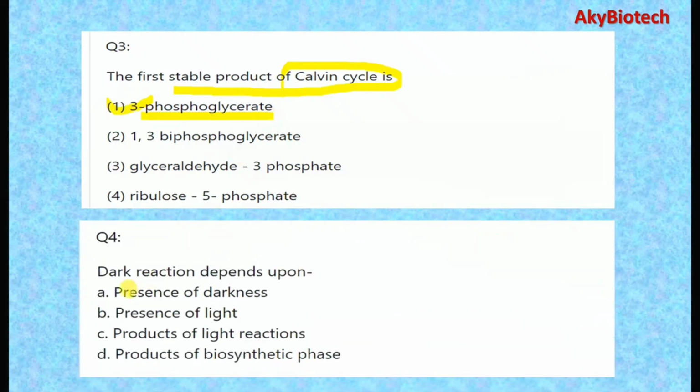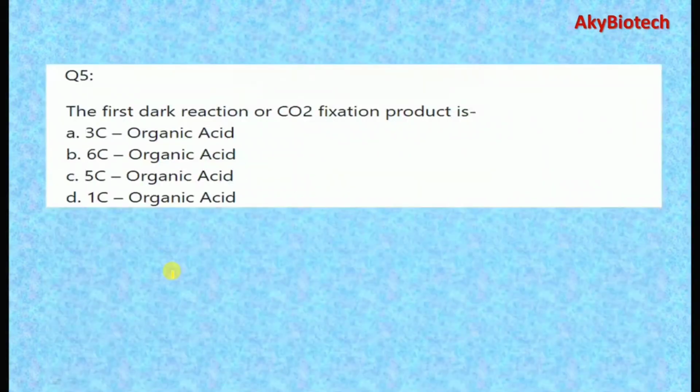Question number 4. Dark reaction depends upon the product of the light reactions. So that will be dark reaction. It depends upon the products of the light reaction. Question number 5. The first dark reaction or carbon dioxide fixation product is a 3 carbon compound, a 3 carbon organic acid.